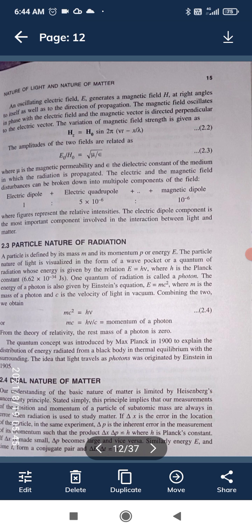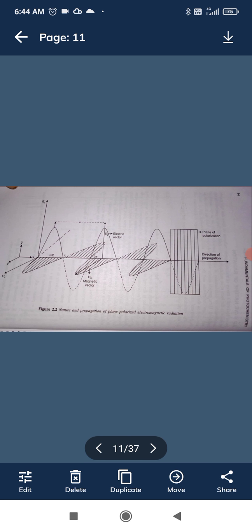Here you can observe, we have already taken the variation of electric field strength as Ey equals E naught sine 2 pi (vt minus x by lambda). Now in place of E, which generates the magnetic field, we are substituting H. This gives Hz. In this figure, Ey is above, vertical, and Hz is below it. Hz is perpendicular to Ey, that is, at right angles.